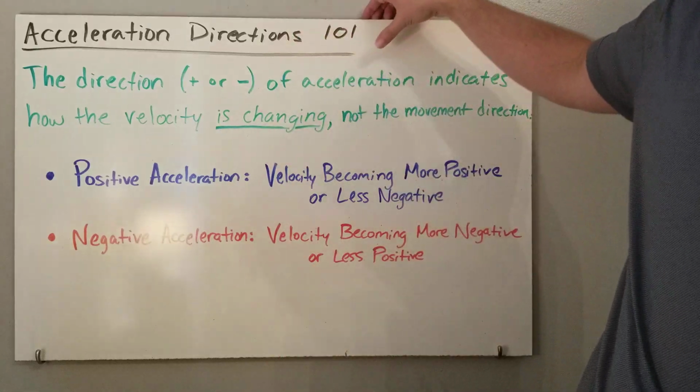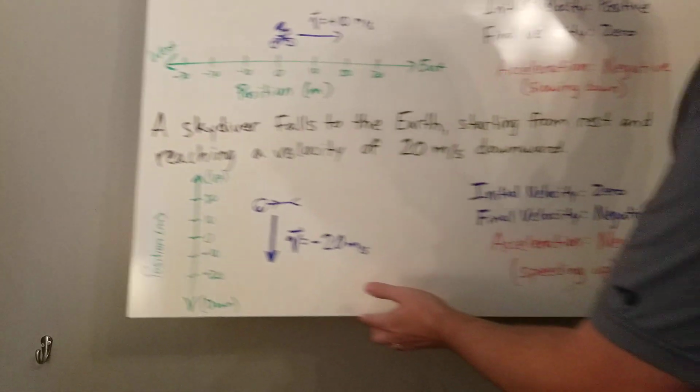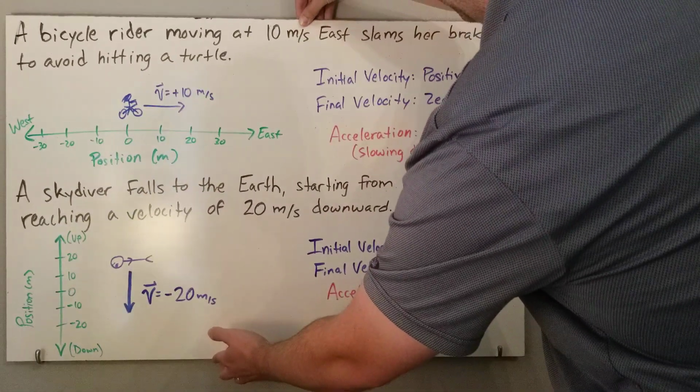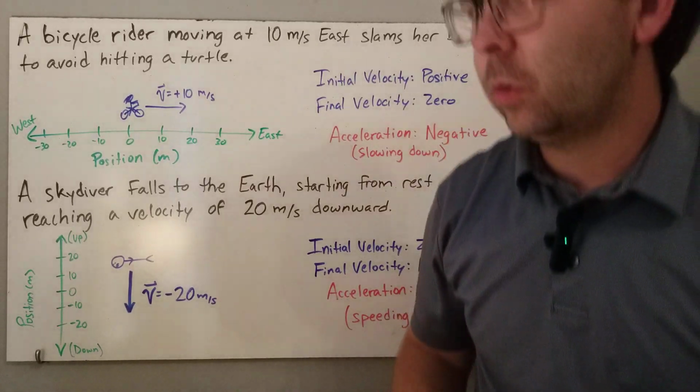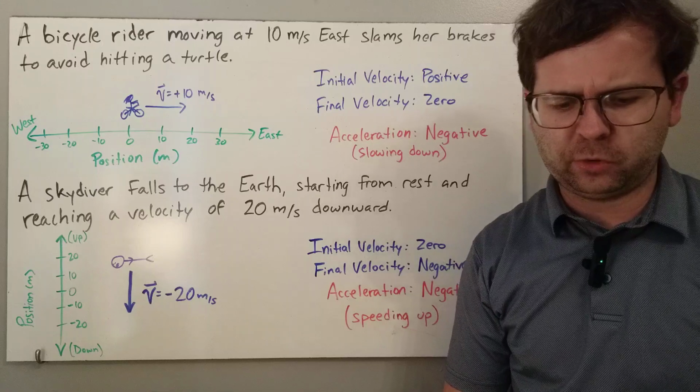Let's look at an example to make this make sense. Let's say we have a bicycle rider moving at 10 meters per second east, and she slams her brakes to avoid hitting a turtle. So, which direction is the acceleration in?